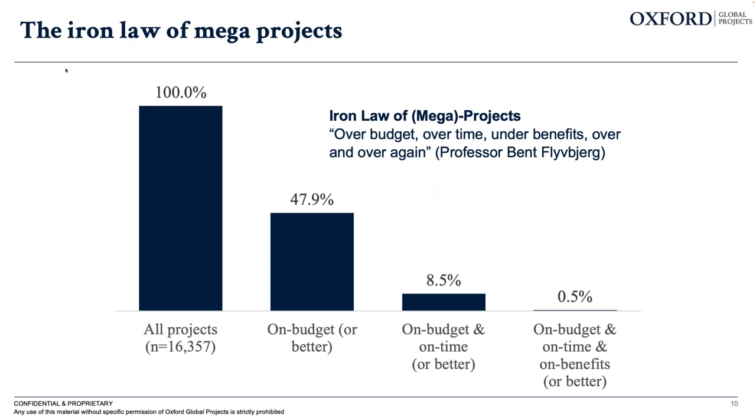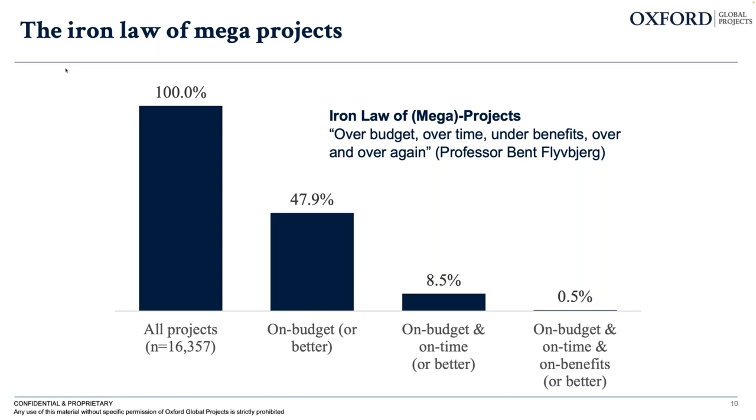So basically, looking at our projects and seeing this repeatedly over the past 10 plus years, one of the directors of OGP, Professor Bent Flyvbjerg, came up with the iron law of megaprojects, which is basically stating that they are over budget, over time, and under benefits over and over again.